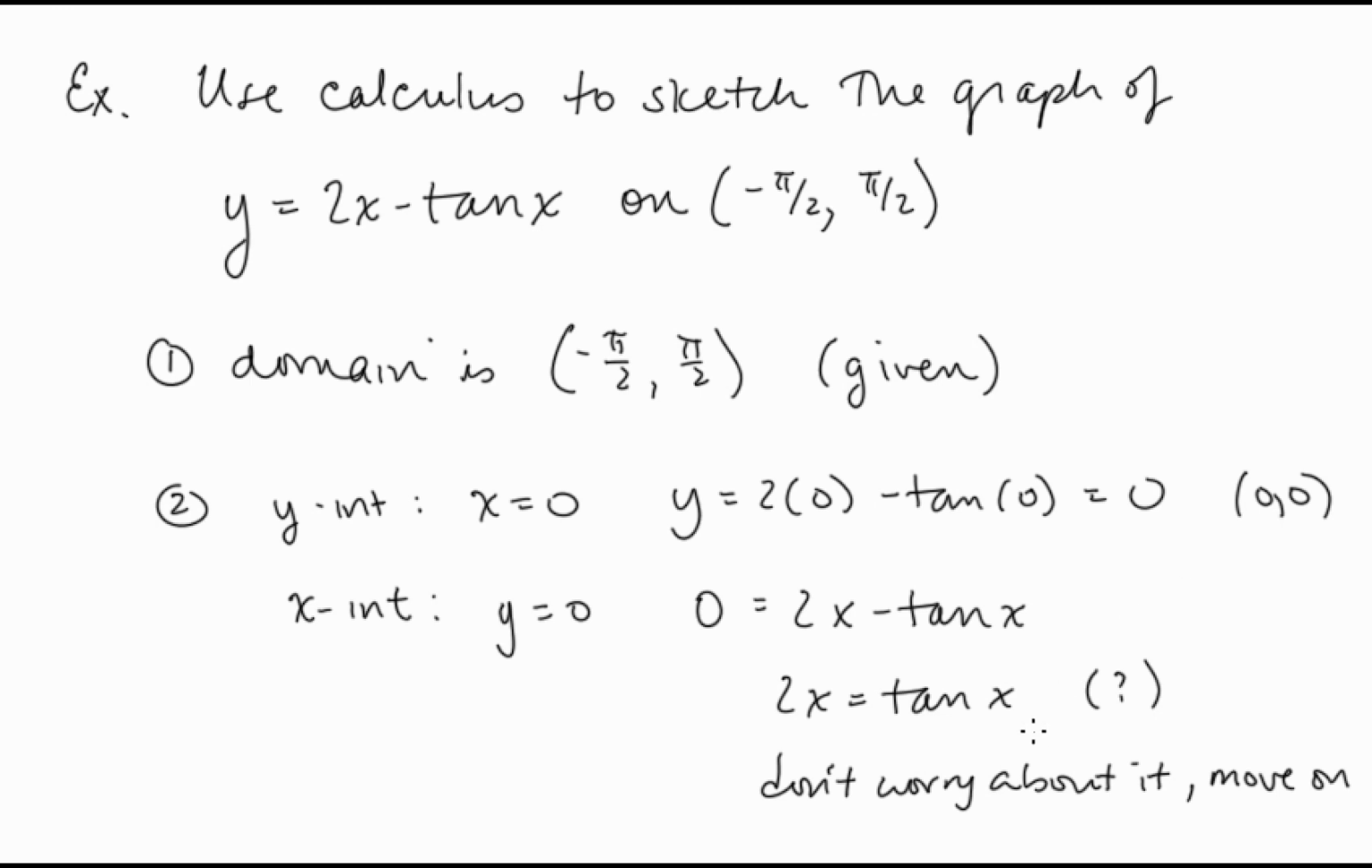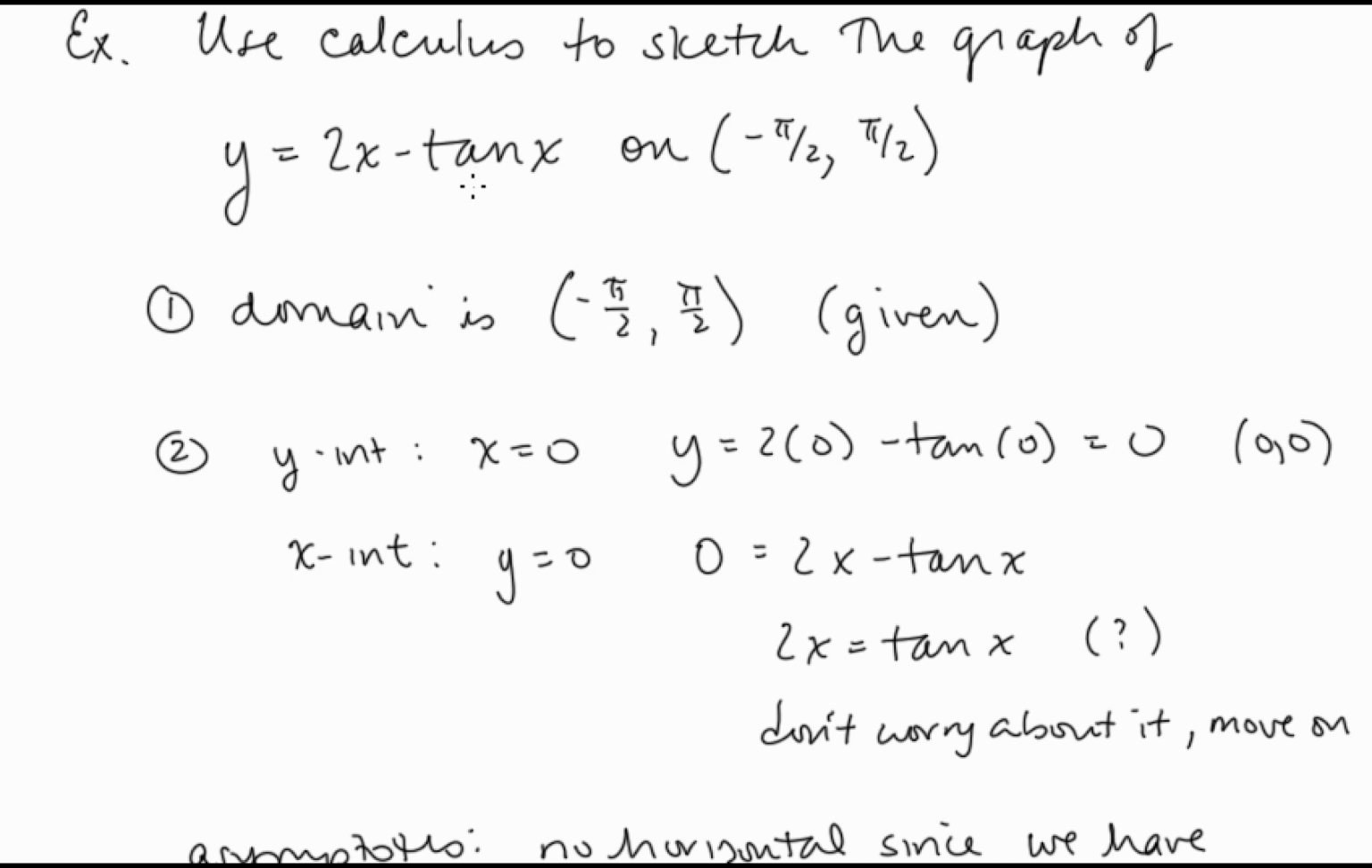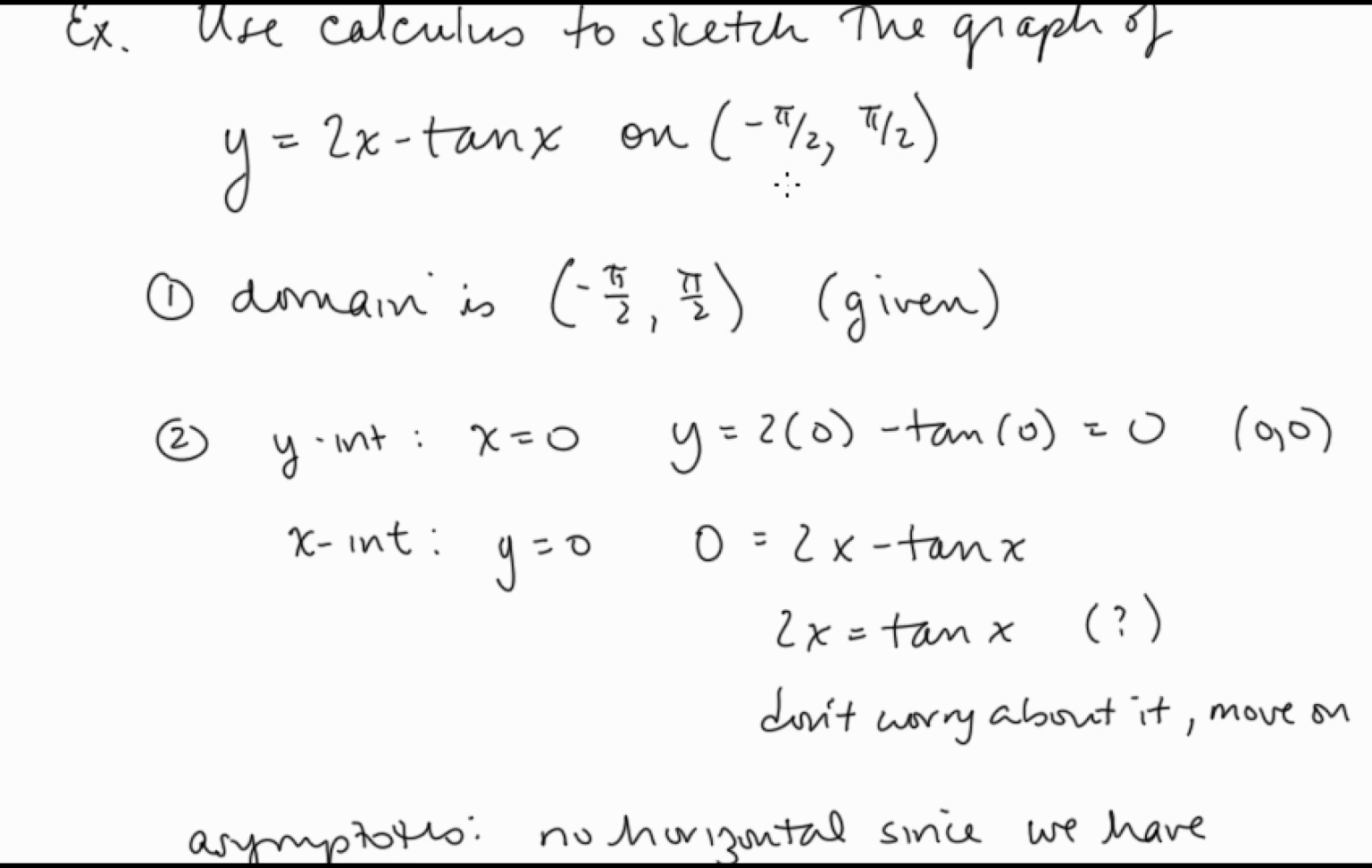Let's move on. Looking for asymptotes, we realize that we have no horizontal asymptotes because we're on a restricted domain. So here, x is not going to positive or negative infinity. x is restricted to the open interval negative pi over 2 to pi over 2. And for vertical asymptotes, we know that would happen where cosine x is equal to 0, since tan x is sine x over cosine x. Well, where does cosine x equal 0 along this interval? Only at the endpoints that aren't in the interval, so only at positive and negative pi over 2. So we're going to have vertical asymptotes at x equals negative and positive pi over 2.